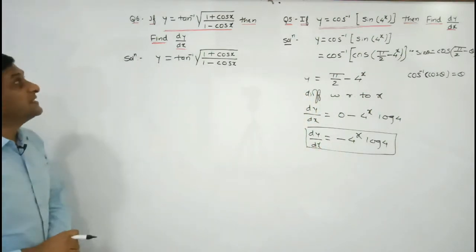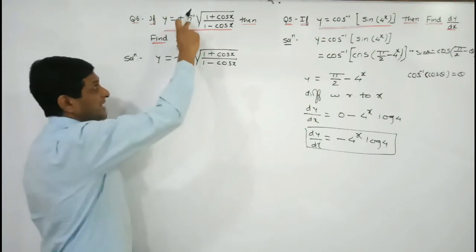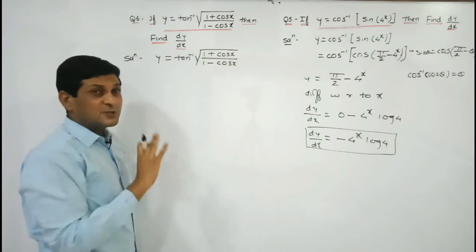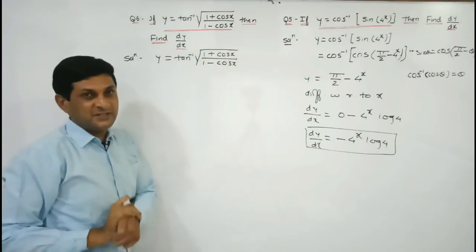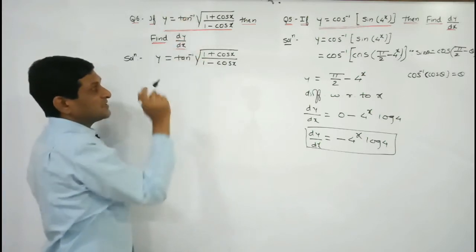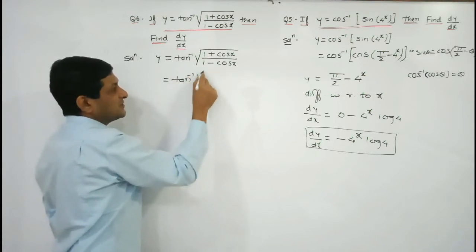In this way we have got the value of dy by dx. Now see question number 6. In this case, the given function is y is equal to tan inverse of under root 1 plus cos x upon 1 minus cos x. Here also one inverse trigonometric function is given to us. We have to find out its derivative. So before finding its differentiation, let us simplify it.